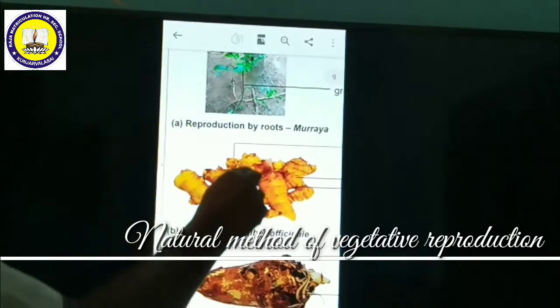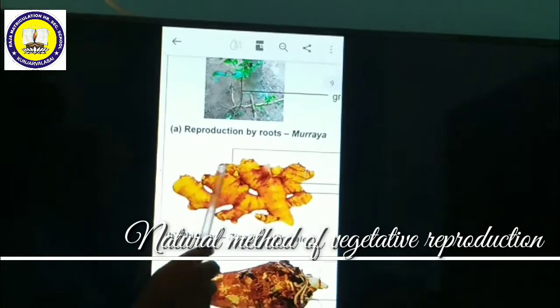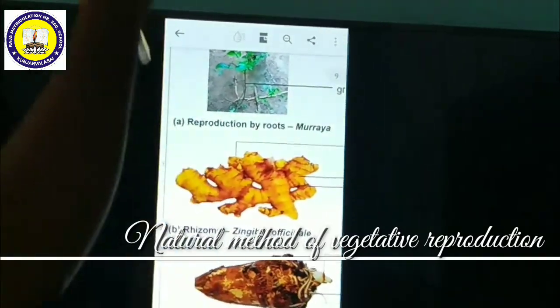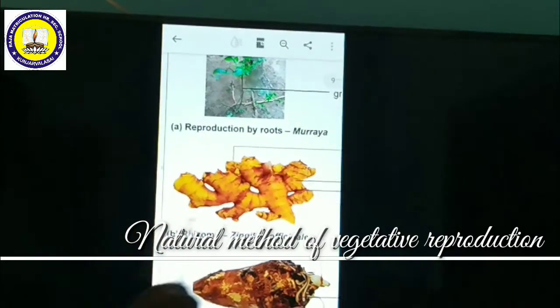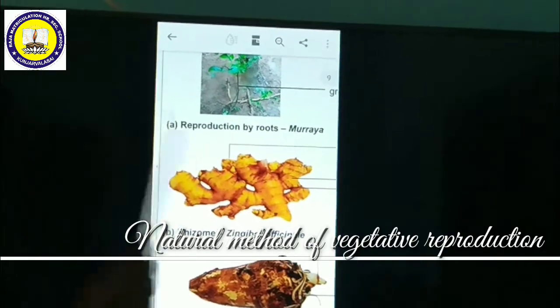They can produce a lot of buds. See here, this is a bud, this is a bud. So a number of buds may arise on the rhizome. These buds can produce new young plants. Such a type of vegetative reproduction is called vegetative reproduction done by rhizome.